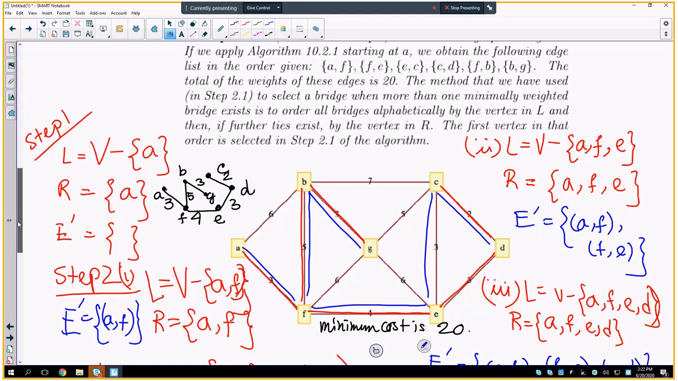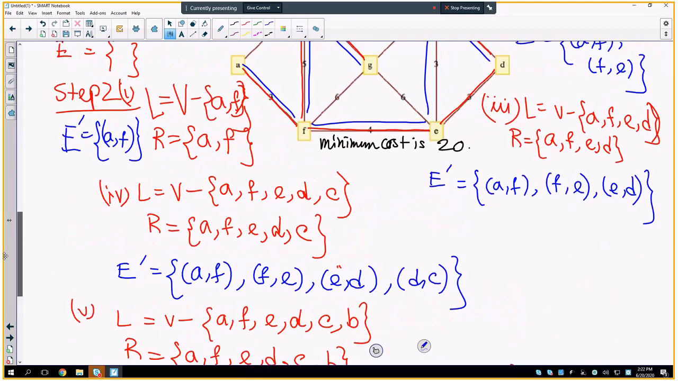And what we will do in practice, we're not going to write down L, N, R, and E prime over and over. We're going to kind of trace the minimal spanning tree as we are progressing through the steps of the algorithm. Okay, let's carry on.